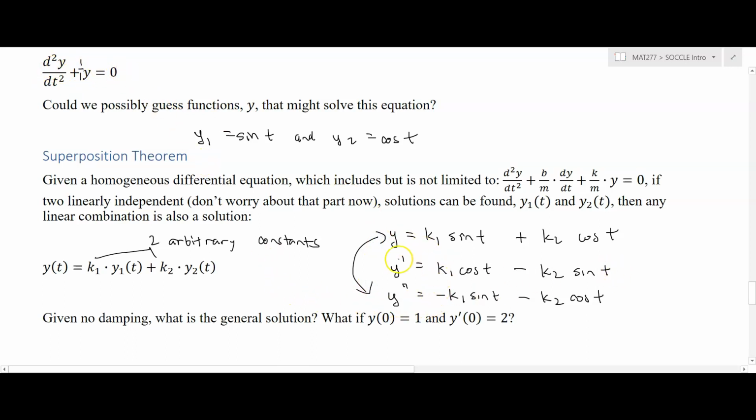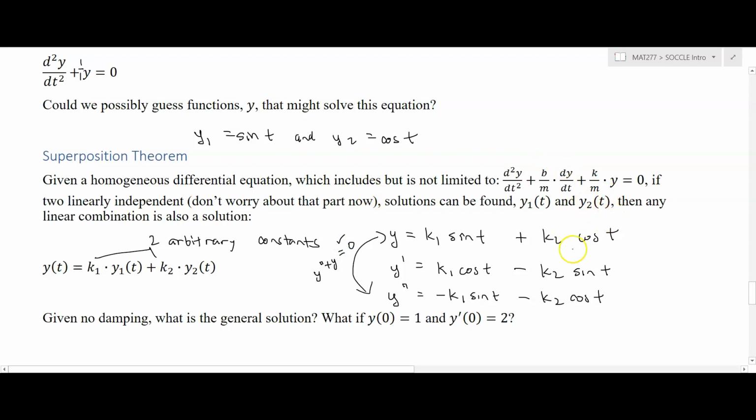And these two added together, negative k1 sine t plus k1 sine t, negative k2 cosine t plus k2 cosine t, they cancel out and give us 0. So y double prime plus y does in fact equal 0. So that's how we know that's a solution.